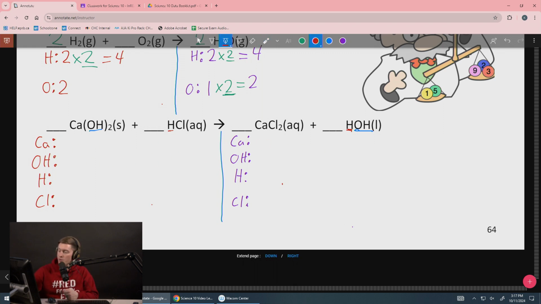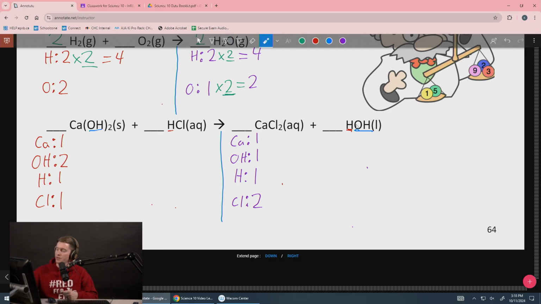I start with 1 calcium. I start with 2 hydroxides, 1 hydrogen, 1 chloride. On my product side, I have 1 calcium, 2 chlorines, 1 hydroxide, 1 hydrogen. I'm just going to start at the top of the list and then make my way down. I have 1 calcium on this side, 1 calcium on this side. Don't need to change anything yet. 2 hydroxides on my reactant side, only 1 on my product side.